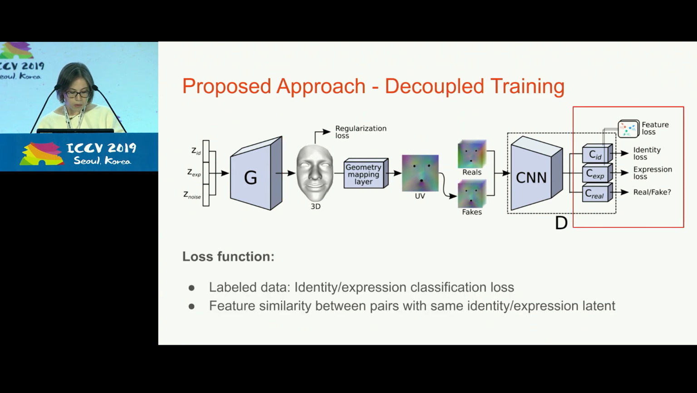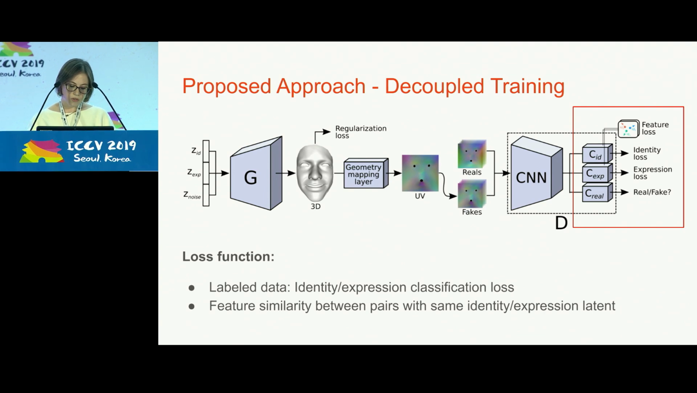Finally, to train a decoupled model, we consider auxiliary classifiers whose goal is to correctly guess the label that was assigned in the training set. And we consider one classifier for each of the factors of variation, which encourages the different subspaces to be independent of each other. We further apply a loss on the feature space of the classifiers to account for cases where the label of the face is unknown.